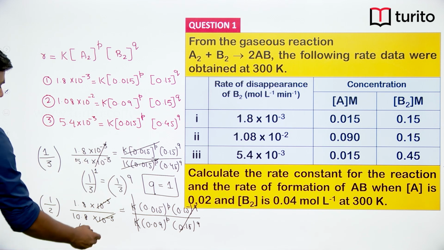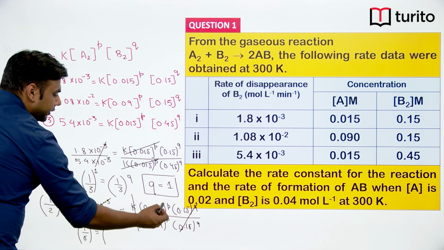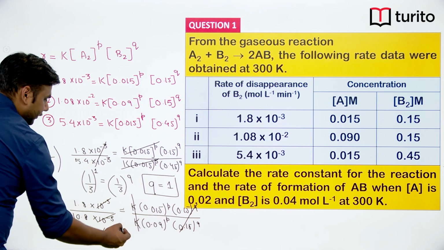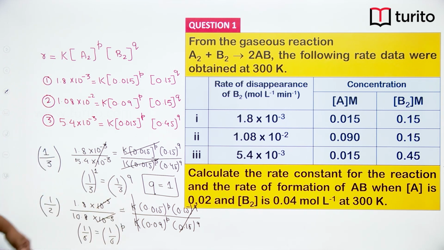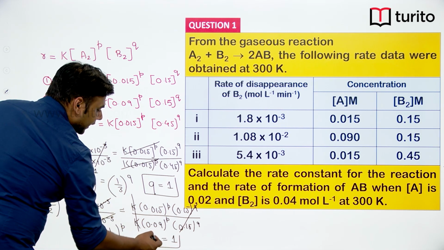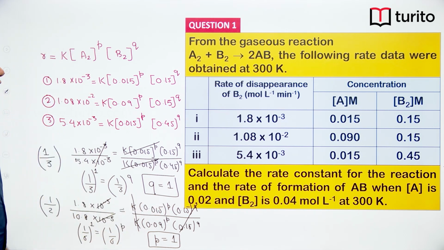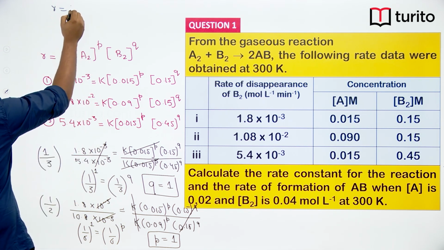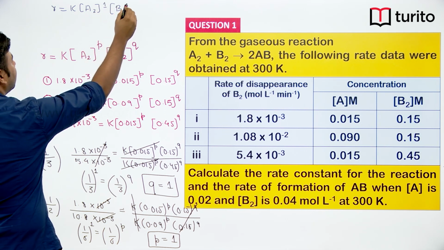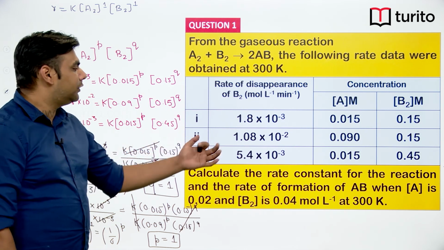Okay. And this will be basically 15 upon 90. Okay. So this is basically also 1 by 6. So this is 1 by 6 raised to power P. So you can clearly see that the value of P will be equal to 1. So we will say that order with respect to A2 is also 1 and order with respect to B2 is also 1. So we will get this as the equation.